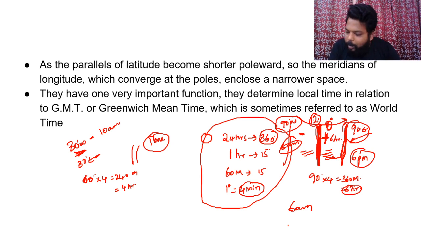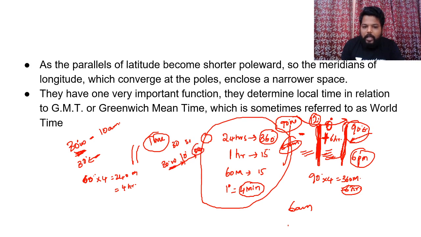Where did 12 p.m. come from, children? Simply look at the difference: from 30° west up to 0° longitude it is 30°, and from 0 to 30° east, what does it mean? You have 30 plus 30, a 60° difference, and 60 into 4 is 240 minutes, and 240 minutes is nothing but 4 hours.